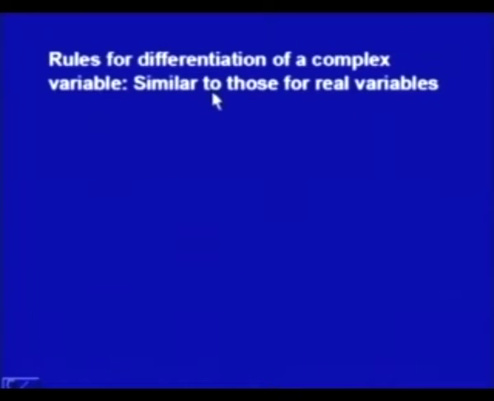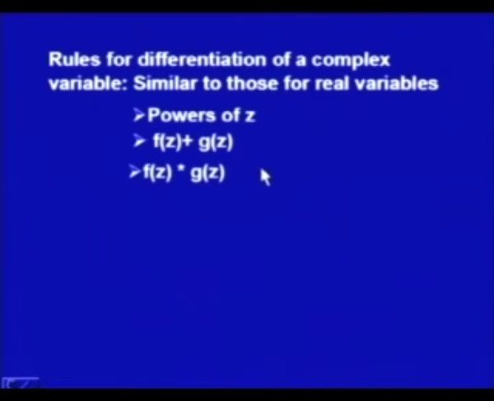Now, we form the rules for differentiation of a complex variable. These rules are very similar to what we have for real variables, and their proofs are also very similar. One by one, powers of z: the derivative of z raised to power n is n times z raised to power n minus 1. Then the derivative of the sum of two functions f(z) plus g(z) is the sum of derivatives. Similarly, we can write down a formula for the product of two functions. When we have the ratio f(z) divided by g(z), we can differentiate it provided g(z) is not 0.